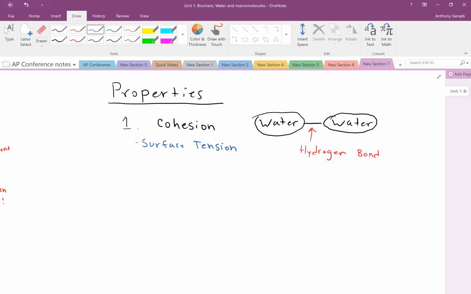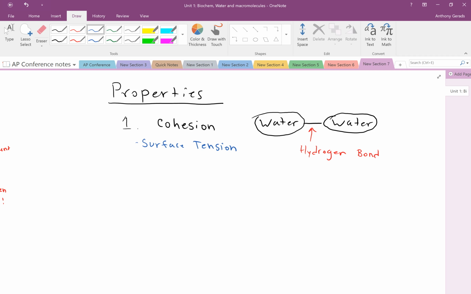So can we use cohesion and surface tension interchangeably? I wouldn't. The biggest thing you need to know is the concept of cohesion. You need to understand that surface tension happens because of cohesion. That's actually a good question.